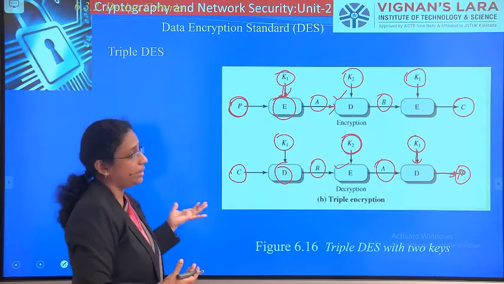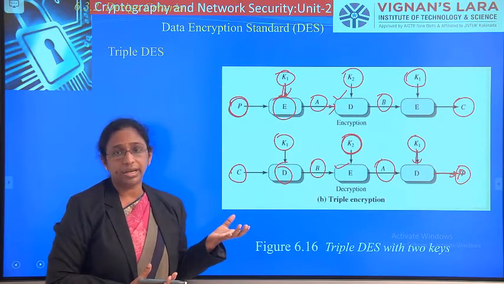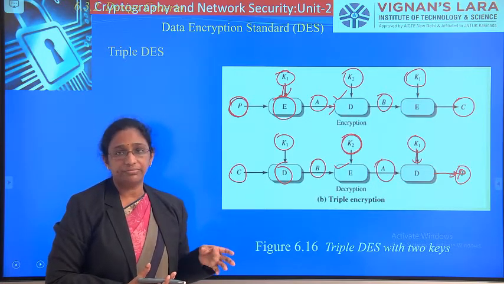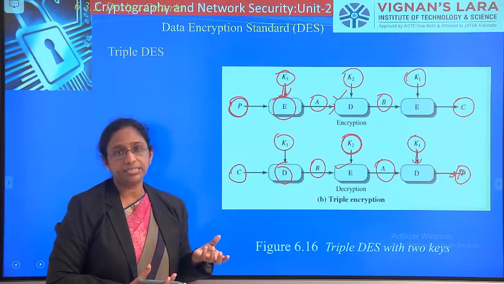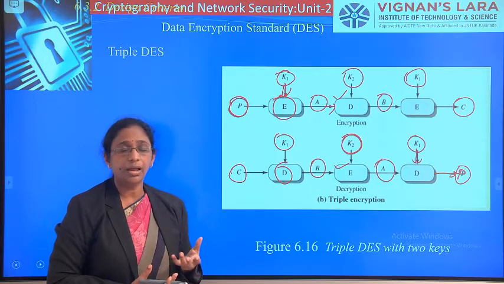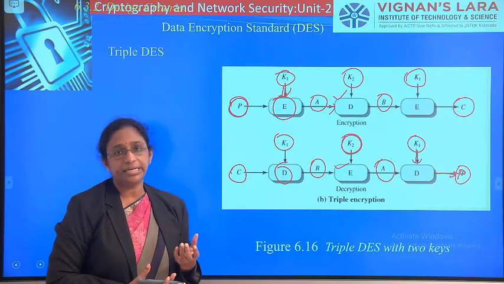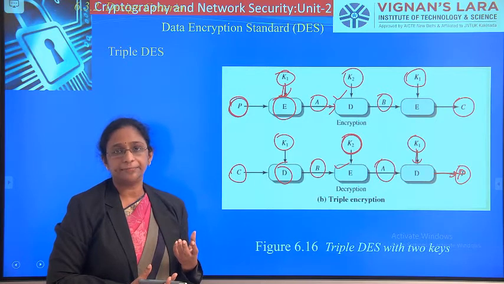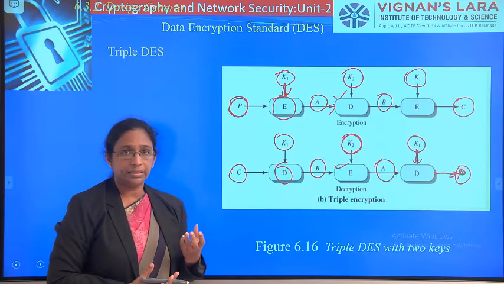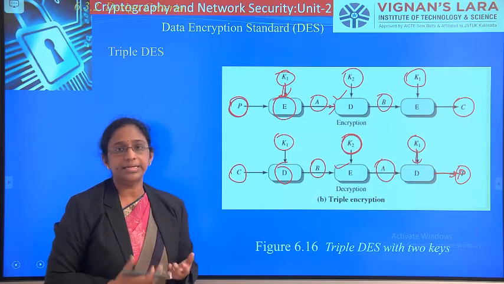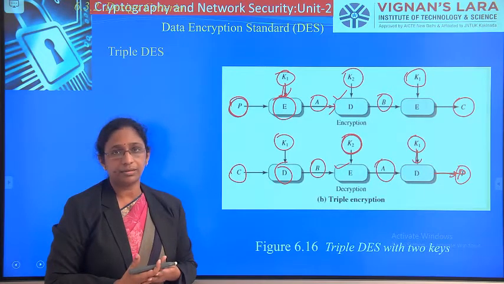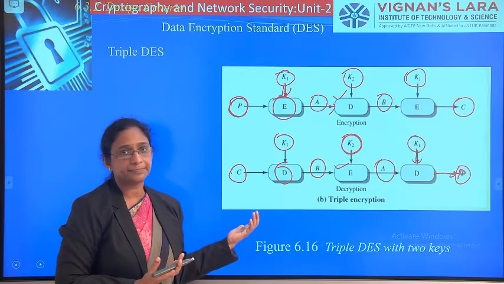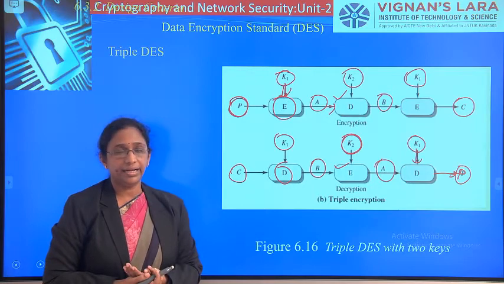One weakness of DES is its key size. To overcome that key size weakness, we go with double DES, where we use two keys K1 and K2, each of size 56 bits. But the drawback of double DES is that it suffers from the meet in the middle attack. To overcome that, we have triple DES. So that is about the Data Encryption Standard.